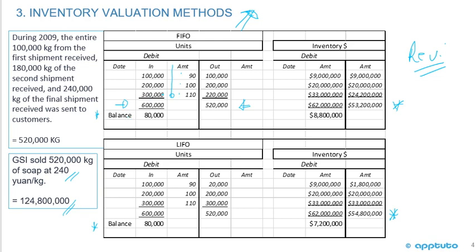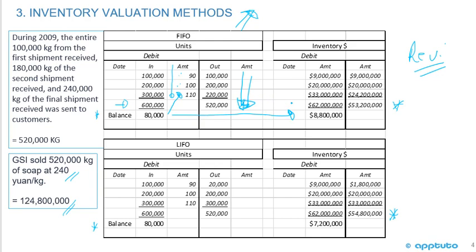So in this case, I changed the prices so that they're rising. We initially buy 100,000 kilograms at 90, 200,000 kilograms at 100, and then 300,000 kilograms at 110. A quick review: with FIFO, it's first in, first out. So we start from the top and we work our way down. That means the 100,000 is sold, the 200,000 is sold, and 220,000 kilograms from the last batch. So we know 80,000 from the last batch is still sitting in inventory. What's remaining is the most recent purchases. So 80,000 times 110, our ending inventory is going to be 8.8 million.